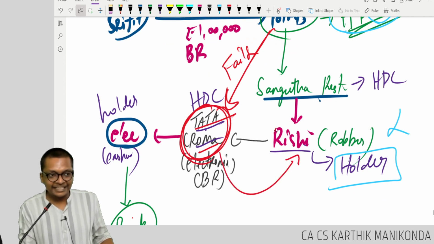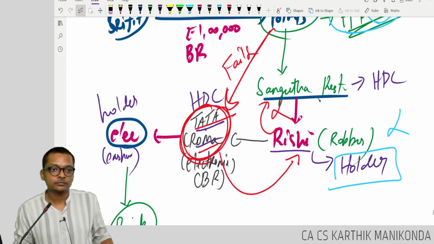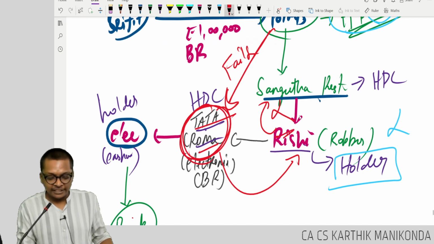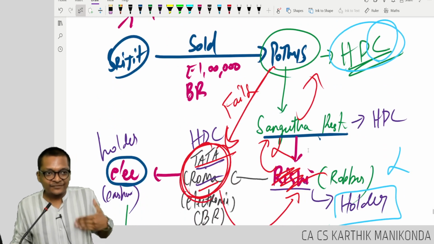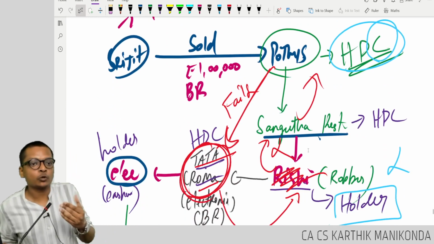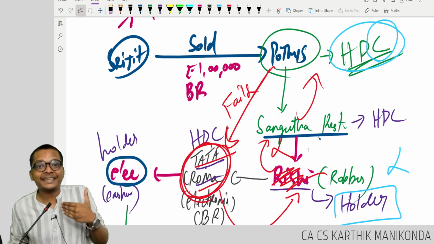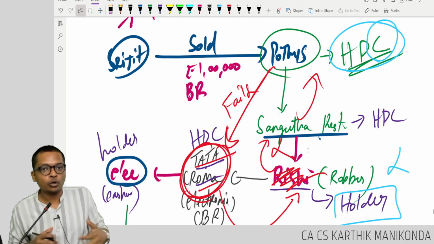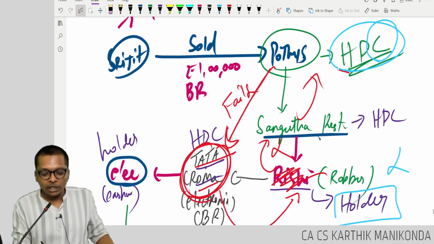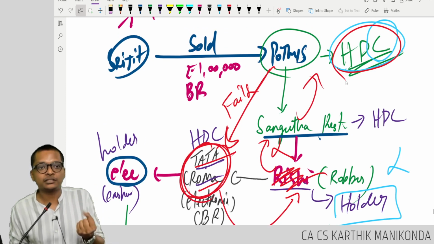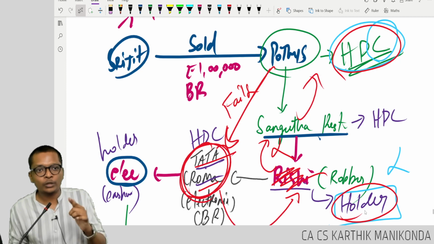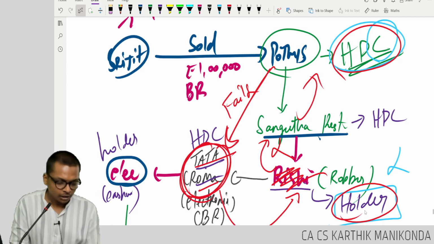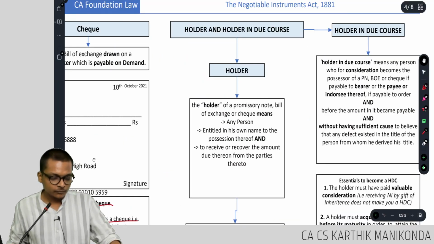Rishi. Rishi, can he ask Sangeeta? No. But if Rishi is not there, Sangeeta can ask Pothys. That means if something happens to the instrument, the party is not making the payment, the instrument is stolen, whatever happens, the holder in due course will get his full rights to recover the money. A holder will not have the right to recover the money. Are you following, guys? Now look at the difference.